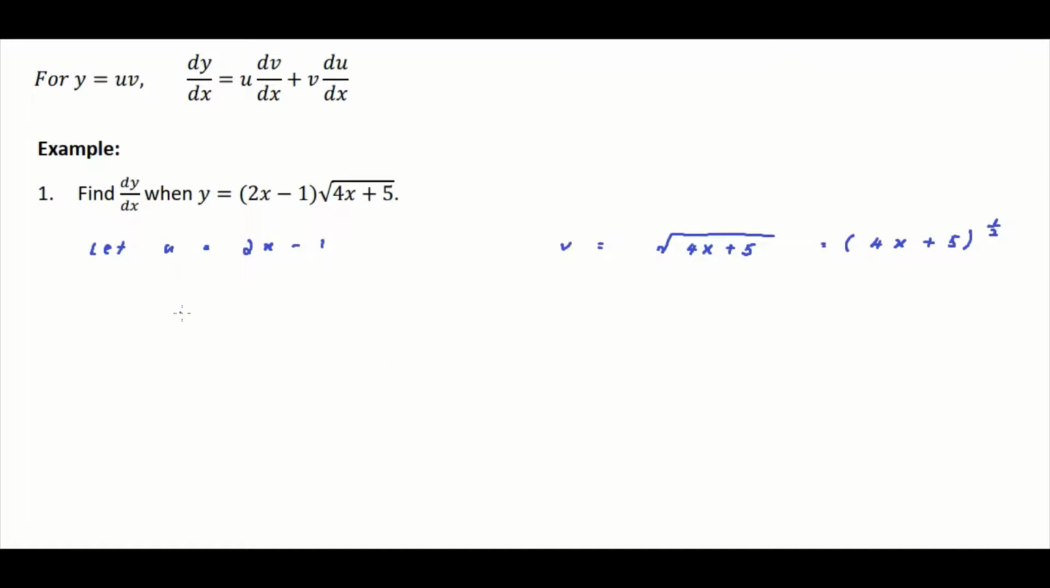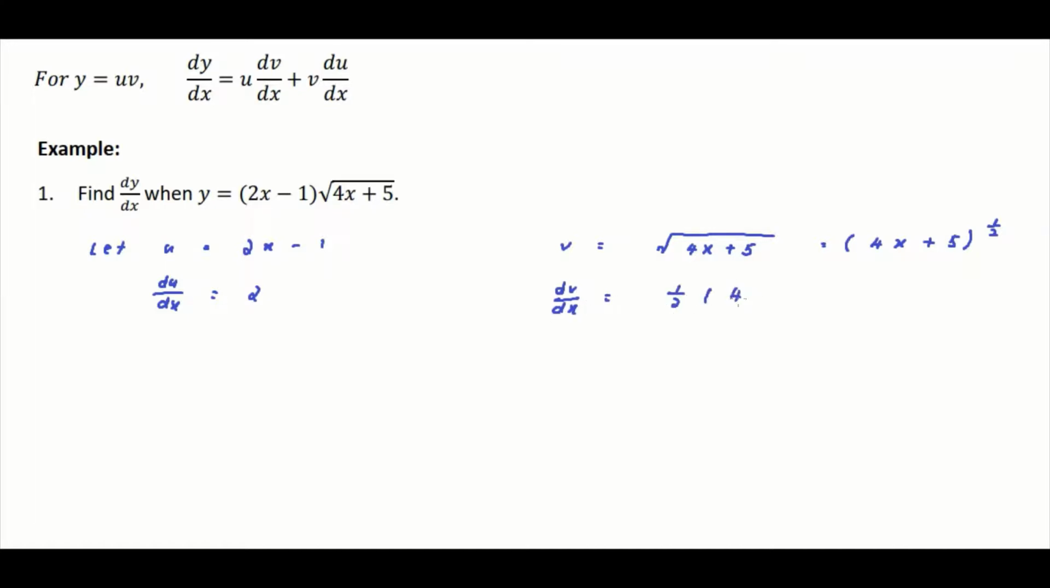Okay, so it depends on you whether you want to straight away put it into an equation or you just want to do differentiation first. So you can just start with du/dx equals 2. Then after that, dv/dx here will be 1 over 2 to the front.